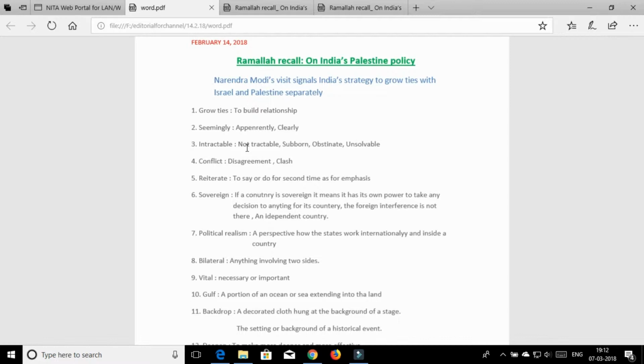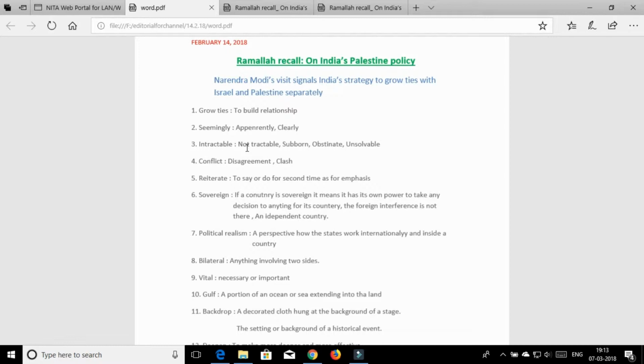Next word is political realism. Political realism is itself a very vast topic, so I won't be telling you a lot about it. If you are interested, you can go and find some more details about it. But for the time being, this is a perspective on how the states work internationally and inside a country. Political realism is an ideology about how the states and countries interact with each other.